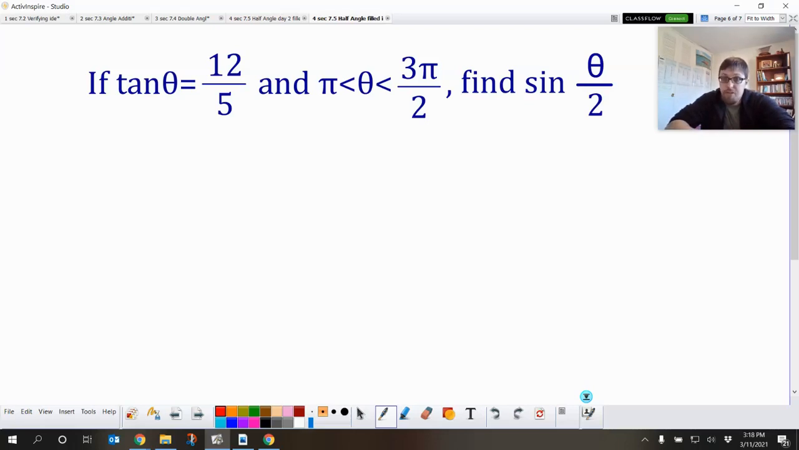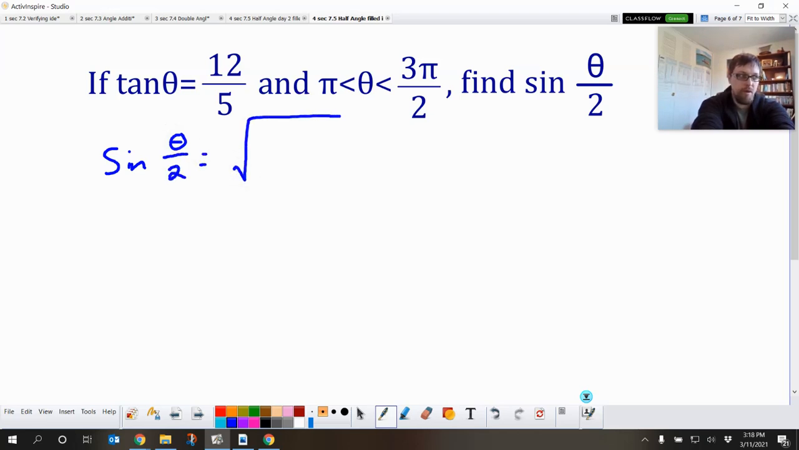All right, so let's do another one of these solvey thingies. We got some hints about tangent. I want to figure out what sine of theta over 2 is. So I'm going to grab my identity right off my paper. I've got it on my other screen over here. So I know that the sine of theta over 2 equals the square root of 1 minus cosine theta over 2.